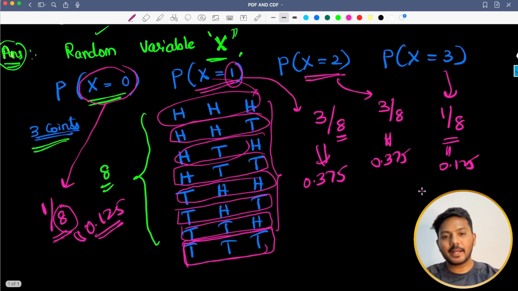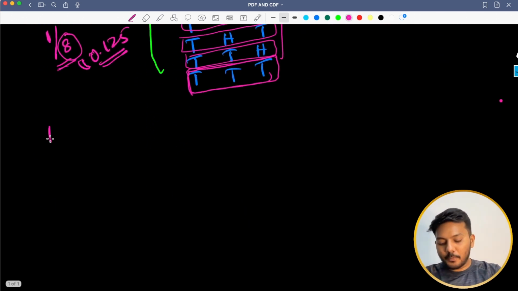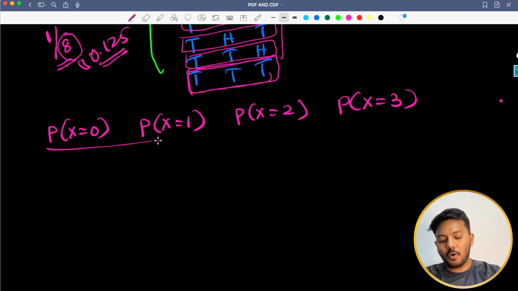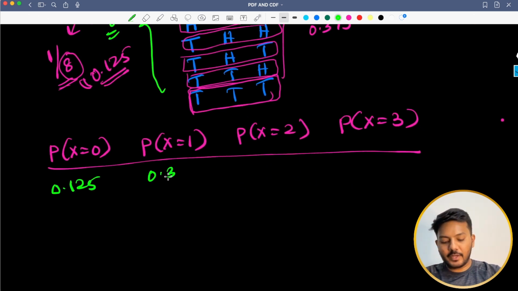So let me summarize all of this in a single table, and let's understand further. Probability of x having 0 heads, probability of x having 1 head, probability of x having 2 heads, and probability of x having 3 heads. So the output that we were able to calculate is 0.125, and then 0.375, and then 0.375, and then 0.125.